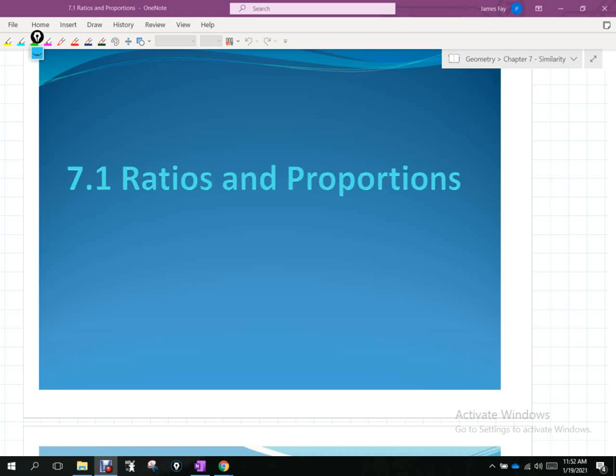Proportionality kind of links back to the same thing that equality had. So for things to be congruent, we needed equality amongst parts, right? Well, we're going to find out for things to be similar, we need proportionality between corresponding parts. So that's what this chapter is going to kind of lay the groundwork for.